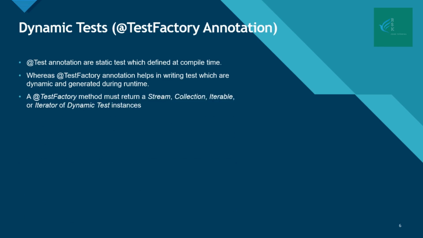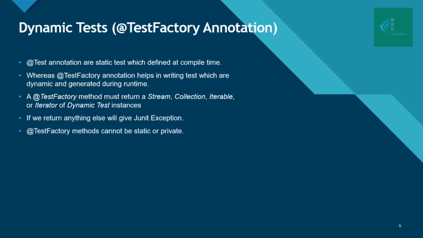There are a few limitations with the @TestFactory annotation. It must return a Stream, Collection, Iterable, or Iterator of DynamicTest instances. DynamicTest has some functions, also known as dynamic test methods, so we need those instances returned as a stream, collection or iterable. Only these return types are allowed. If we return anything else, any other object, it will give us a JUnit exception.